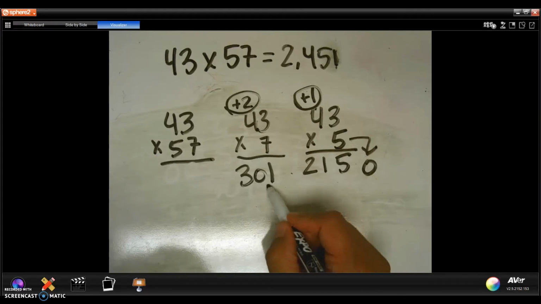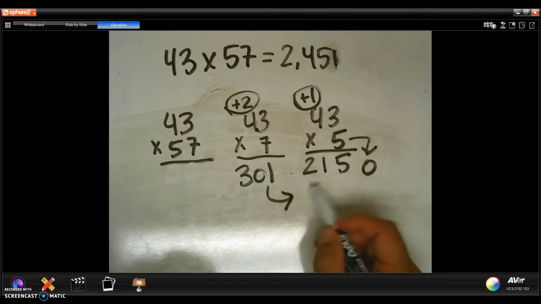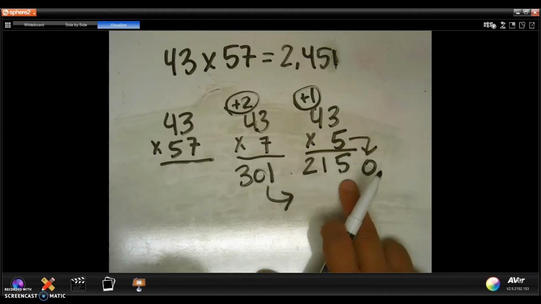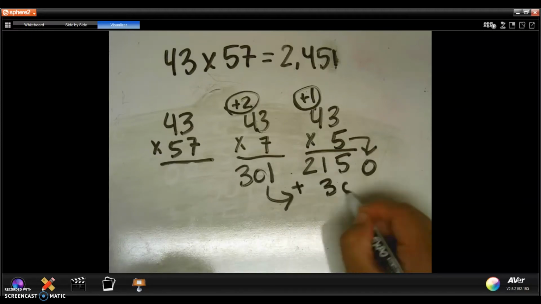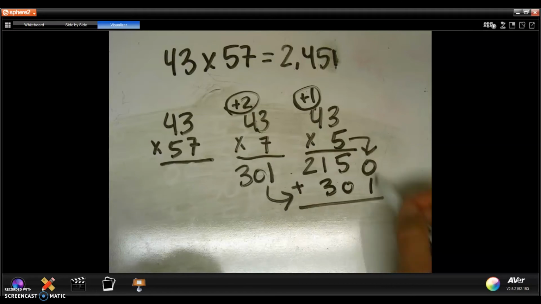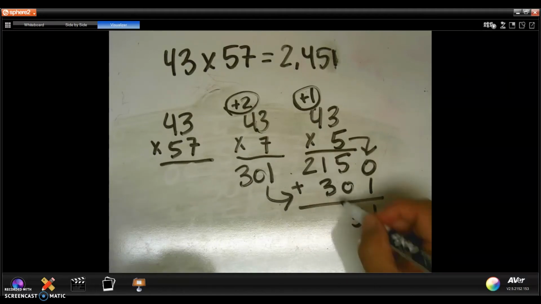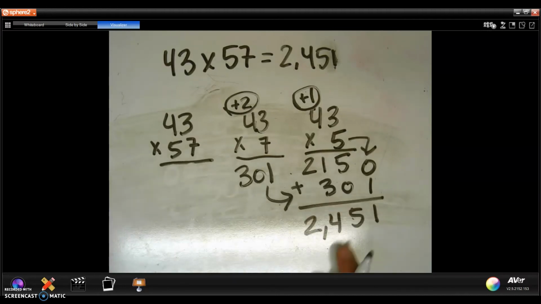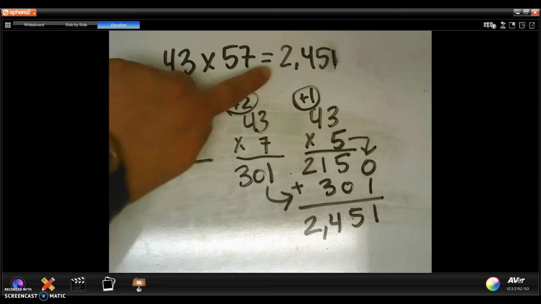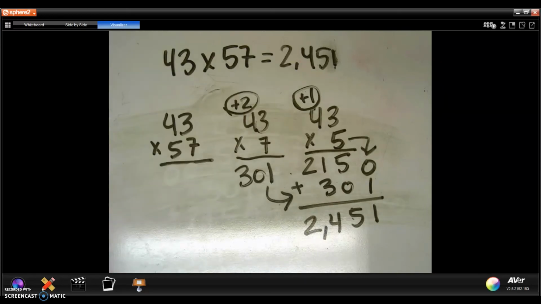Now we're going to take this and add it to our other product. This is part of the product, part of the product. These are partial products. I add 301. 0 plus 1 is 1. 5 plus 0 is 5. 1 plus 3 is 4. And 2 plus nothing is 2. So I got 2,451, which matches up. All three of those strategies are okay. Whatever works for you and whatever is most efficient for you is fine.